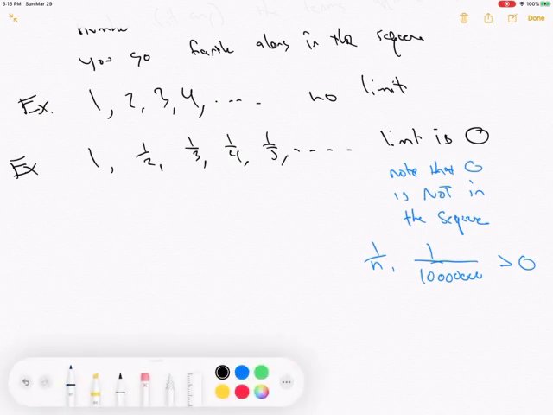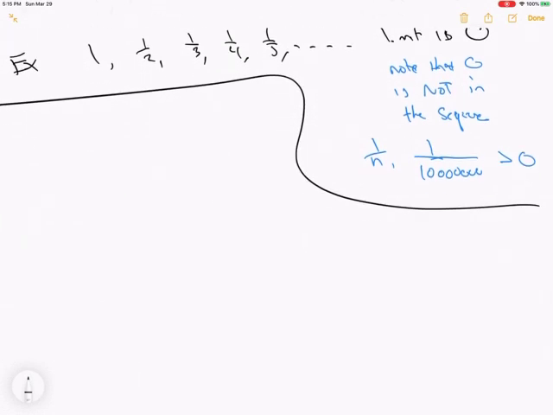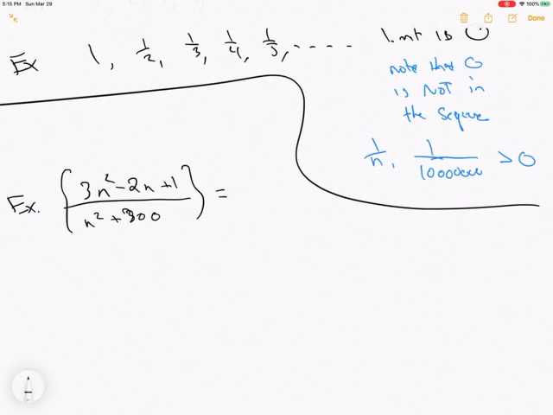So let's do a couple of actual calculations. Say we have this sequence, 3n squared minus 2n plus 1 all over n squared plus 3,000. This is a formula that defines some sequence. The first number is 3 minus 2 plus 1 divided by 301. The second term is 3 times 4 minus 8 plus 1 divided by 304, and so on and so forth.